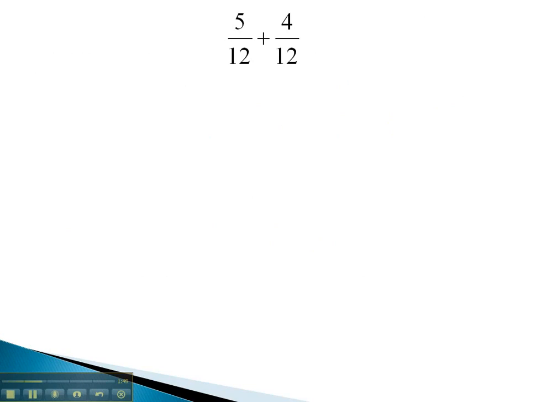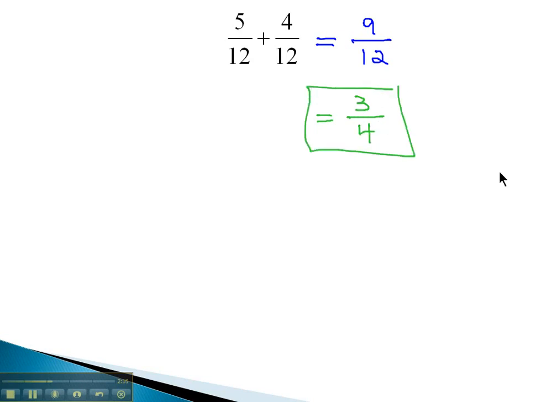5/12 plus 4/12. Both have a common denominator, so we will add the numerators. 5 plus 4 is 9, and keep the denominator of 12. We have 9/12. This fraction can reduce, because 9 and 12 can both be divided by 3. 9 divided by 3 is 3, over 12 divided by 3 is 4. We have our final solution of 3/4.